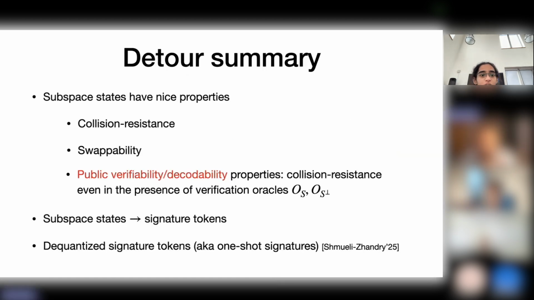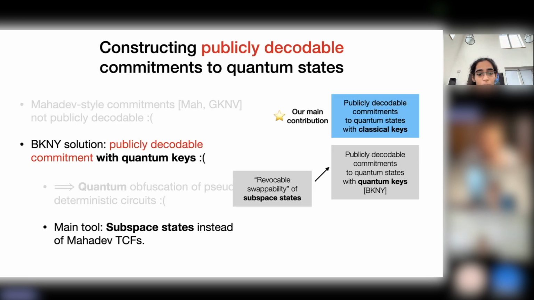Okay, so to summarize, subspace states have these nice properties: collision resistance, swappability, and this collision resistance holds even in the presence of these verification oracles, OS and OS perp. And these allow you to get interesting primitives like signature tokens and even dequantized signature tokens, aka one-shot signatures. But for us, we want to construct these publicly decodable commitments.